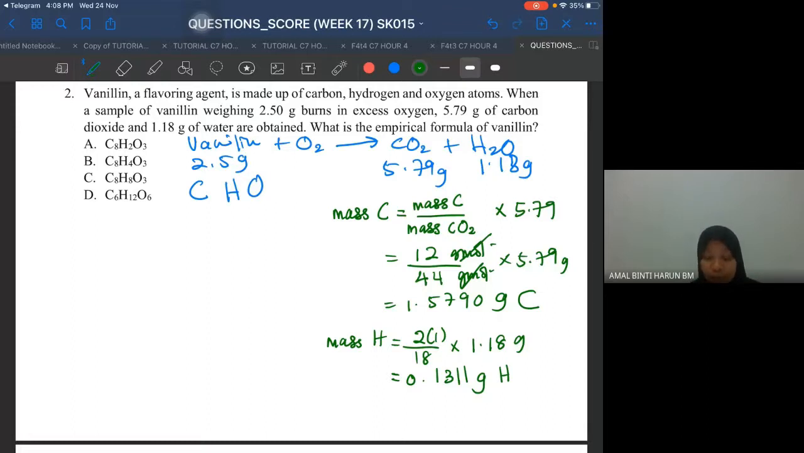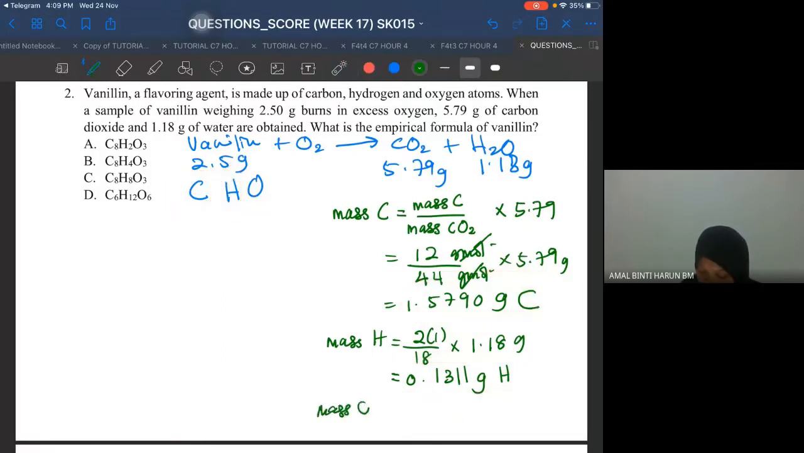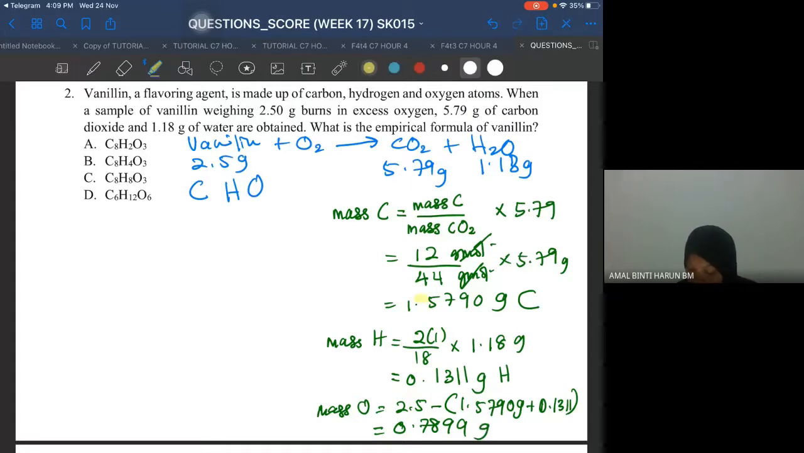Okay, sekarang macam mana nak cari berat oksigen? Okay, since kita boleh cari berat karbon, berat hidrogen. So the total mass of vanillin burn is 2.5 gram. So we minus the mass of carbon, we minus the mass of hydrogen, then we get the mass of oxygen. Okay, mass oxygen is 2.5 gram minus 1.5790 gram, 0.1311 gram. So berat oksigen adalah 0.7899 gram. Okay. So I highlight mass carbon dapat, mass hydrogen dapat, mass oksigen dapat.